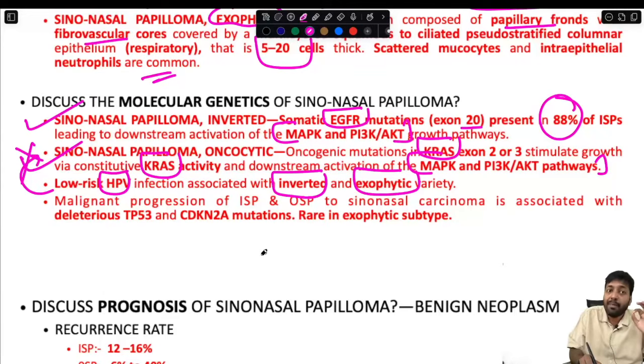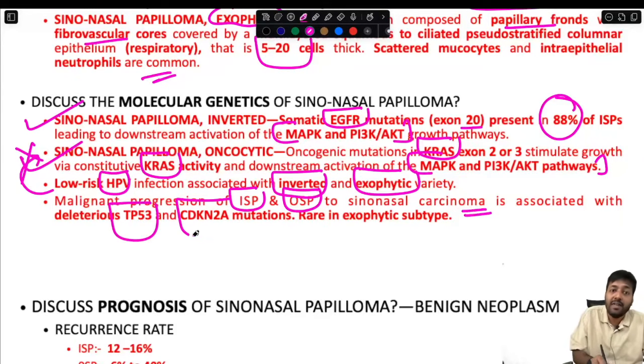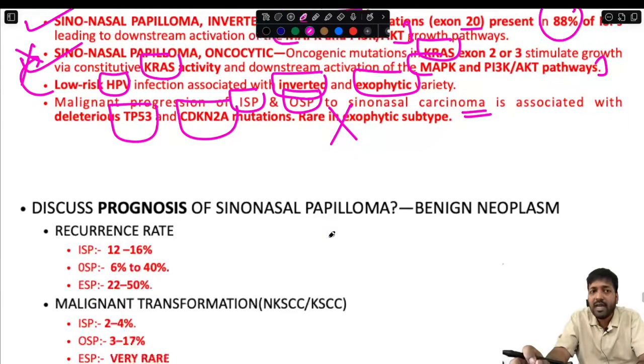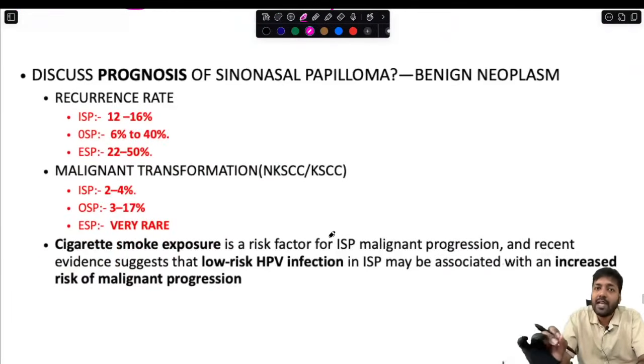And remember, malignant progression of inverted and oncocytic sinonasal papillomas to sinonasal carcinoma is associated with deleterious TP53 and CDKN2A mutation. Malignant transformation is very rare in the exophytic variety. So remember this point very carefully. Okay. So discuss the prognosis of sinonasal papilloma.